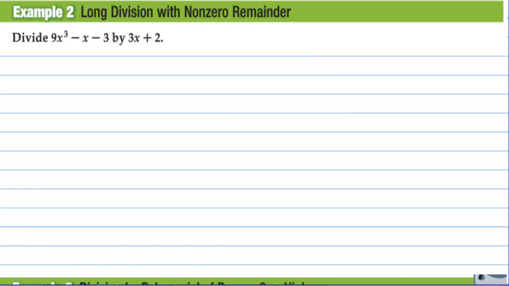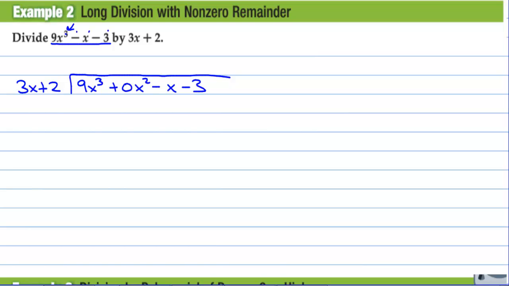Example 2, long division with non-zero remainder. Divide 9x to the third minus x minus 3 by 3x plus 2. We're going to divide 3x plus 2 into 9x to the third, watch this, plus 0x squared minus x minus 3. We need to represent all the powers starting from the highest all the way down. So 3, 2, 1, and 0. But we don't have an x squared, so we'll put it in as a 0x squared.